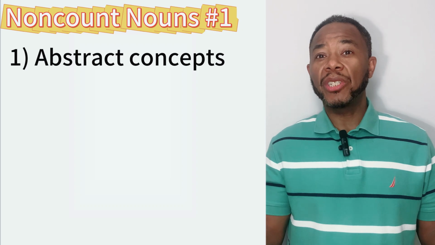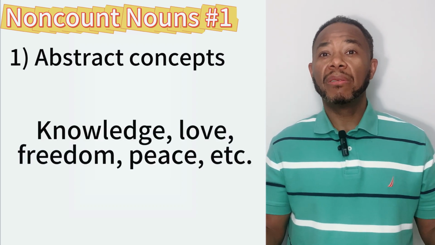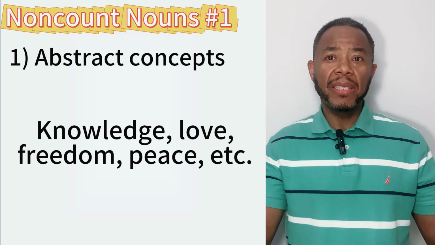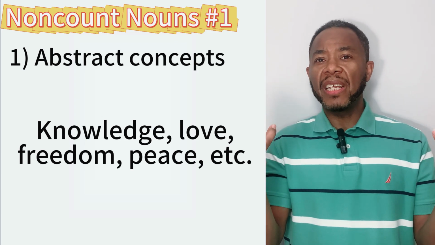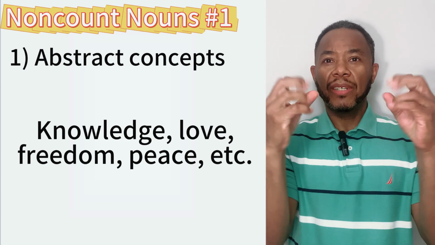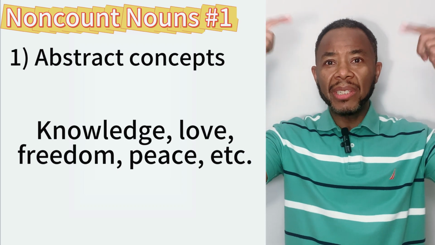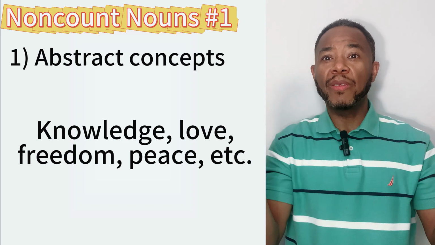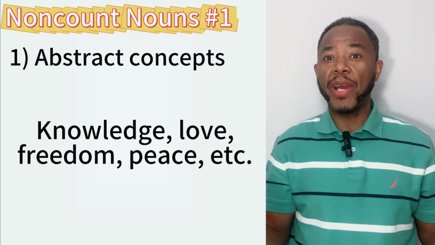So nouns such as knowledge, love, freedom, peace, these are things that you cannot touch. They're just ideas, concepts. You cannot grasp them, right? So we call those nouns abstract nouns.